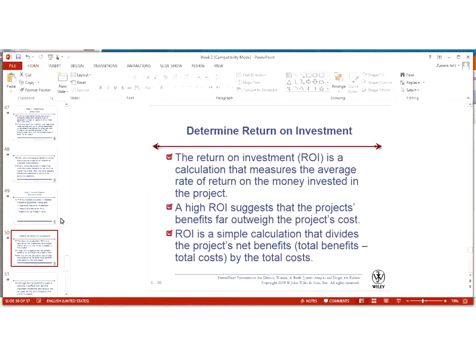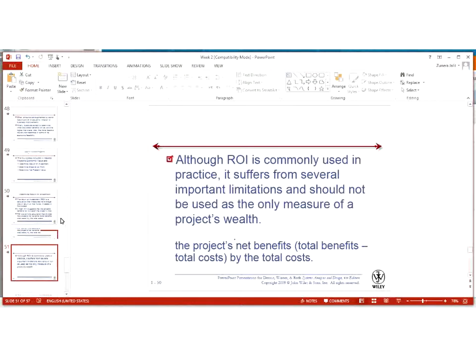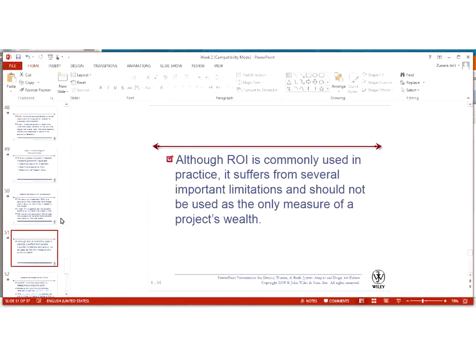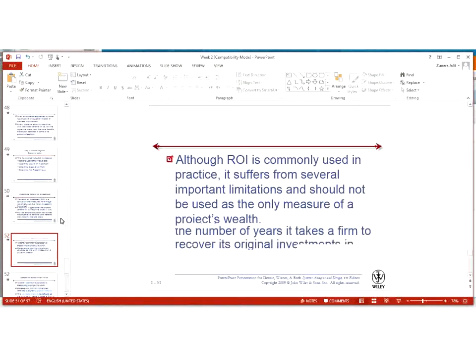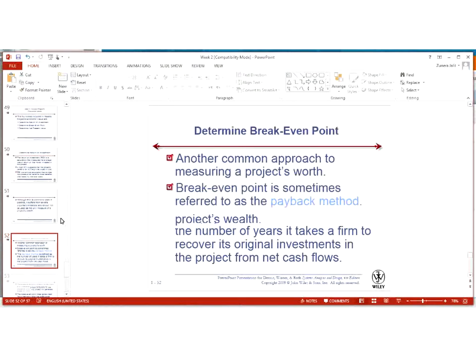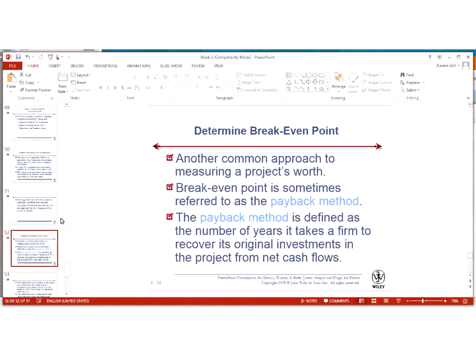So when your initial cost is deducted, the remaining amount is called the ROI, which is a simple calculation that divides the project's net benefits minus total cost by the total cost. So this is the simplest formula for this. Although ROI is the most commonly used in practice, it suffers from several important limitations and should not be used as the only measure of project worth. You can use ROI, but you have to use other measures as well.